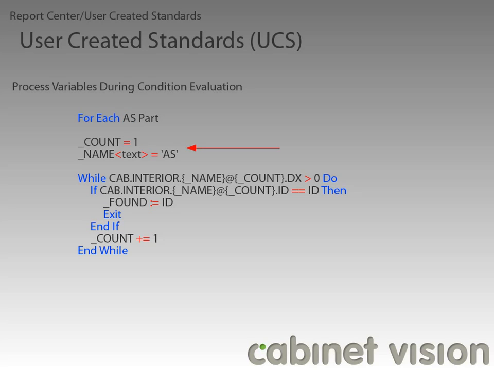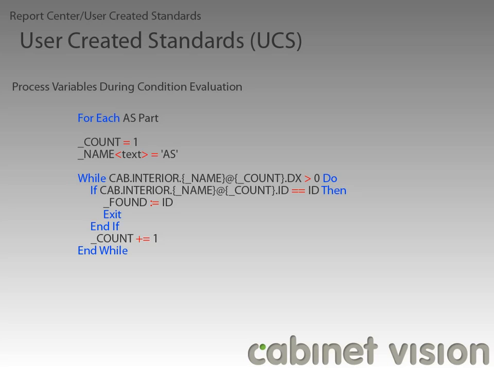Next, we're going to look at the variable declarations. In this UCS, we are creating two variables here, _count and _name. _count is a generic variable that can hold any data type we place in it, while the _name variable is a text variable. Next, let's look at the while loop. This is where the new feature comes into play.